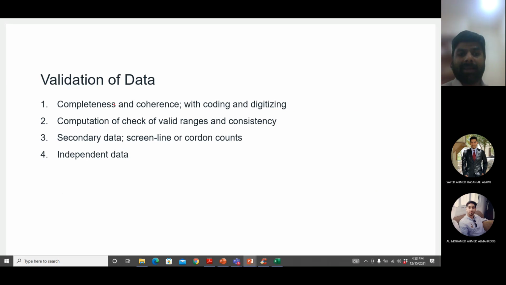Then the data must be validated on these 4 accounts. Whatever data you have collected, it must be validated on the basis of these 4 criteria. Okay, completeness and coherence. The data is complete and it is coherent with each other. You have covered the entire population without any gaps, simply saying. The simple meaning of the first criterion is that you have collected data not just from the entire population, but from each and every segment of the population, and it is without any gap.